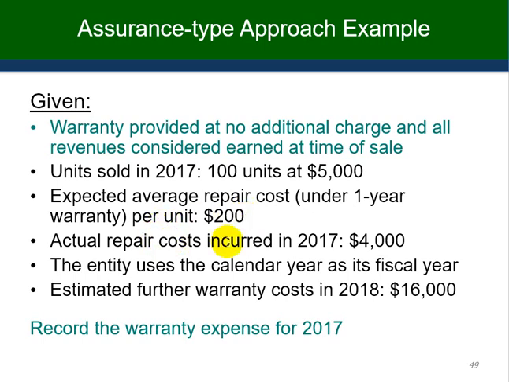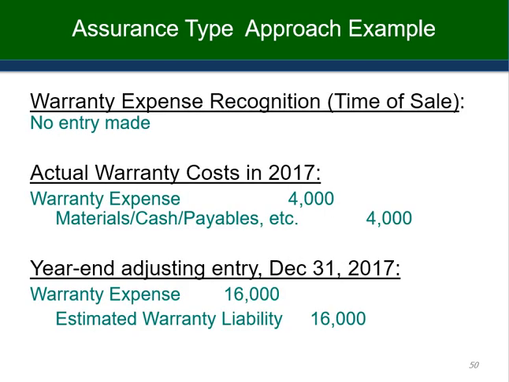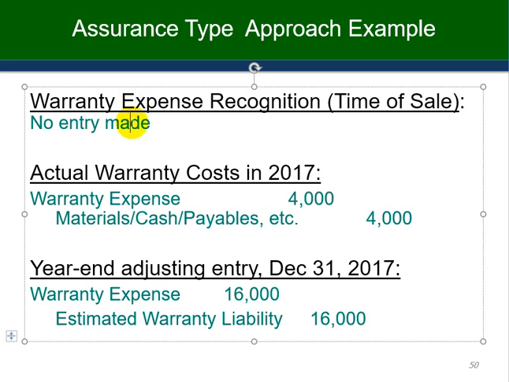The actual repair cost that was incurred in 2017 was $4,000, and they use a calendar year as the fiscal year, so December 31st year end. Their further warranty costs in 2018 are estimated to be $16,000. So let's record the warranty expense under that assumption. At the time of the sale, you would recognize the warranty obligation at the balance sheet date. So the actual warranty costs during the year, we actually spent $4,000 to cover our warranty expenses, so we set that up as a warranty expense.